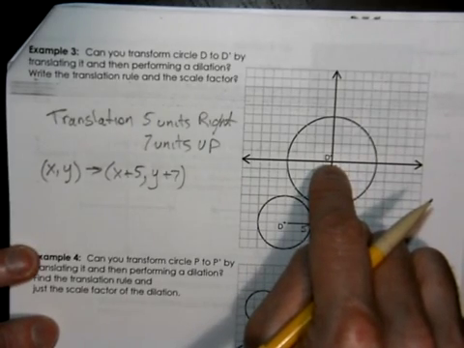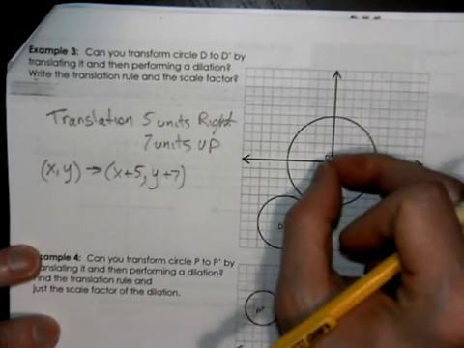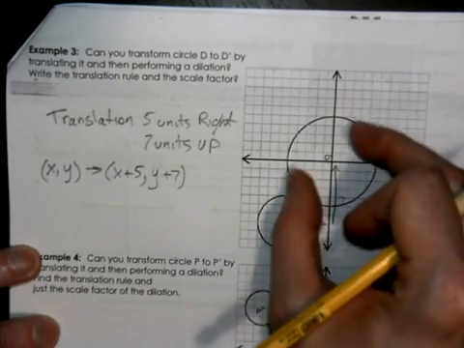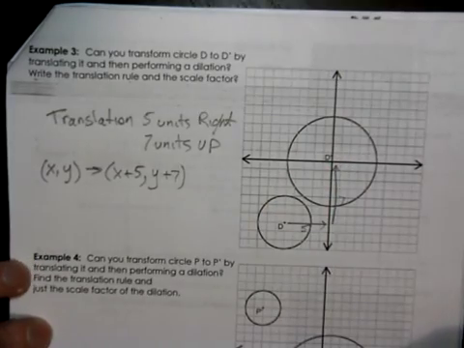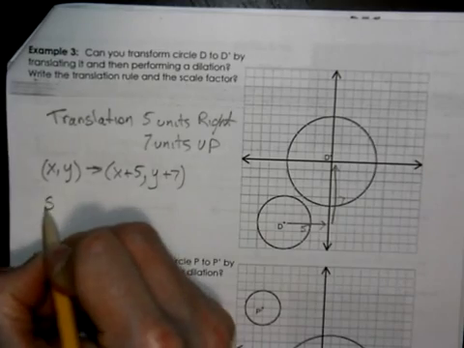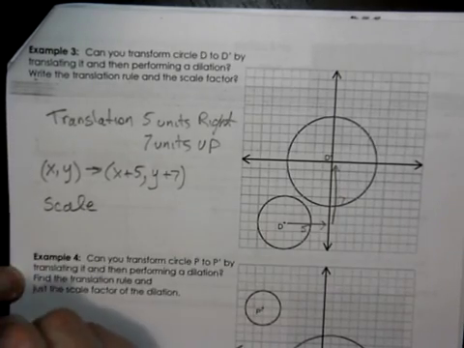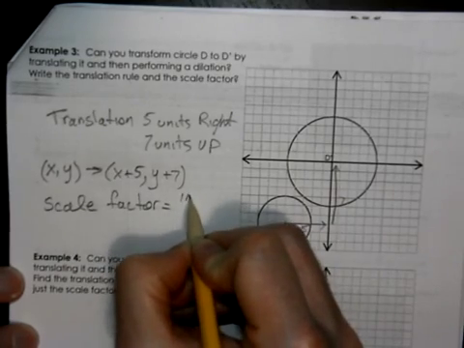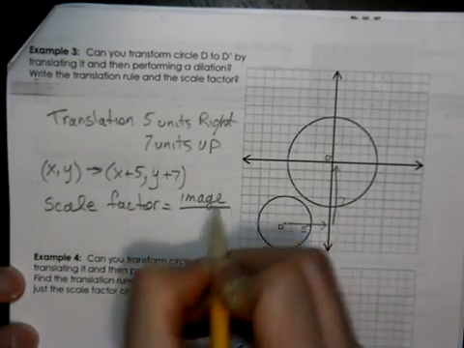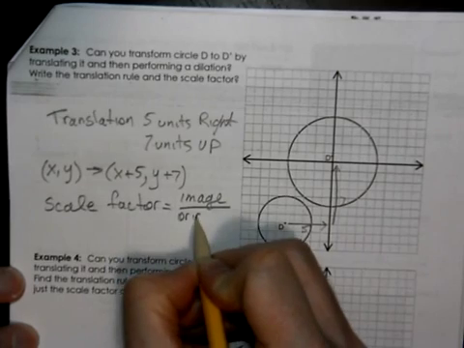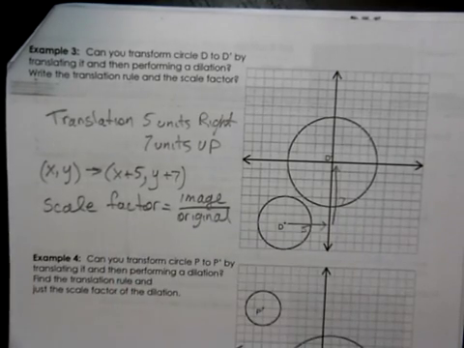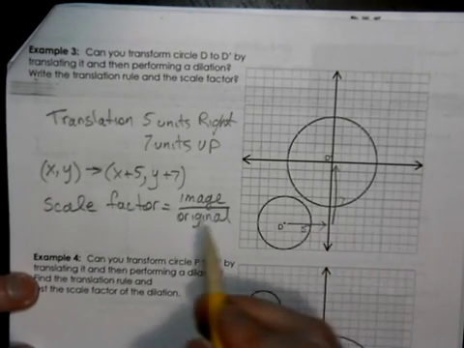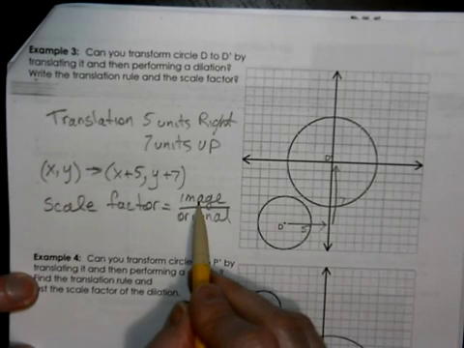But now we want to look at the scale factor, what would make it grow and become bigger so it matches the same size. So remember, to determine what a scale factor is, we look at the image over the original. And the common part for circles to look at is their radius. So we're going to look at the radius of our image.